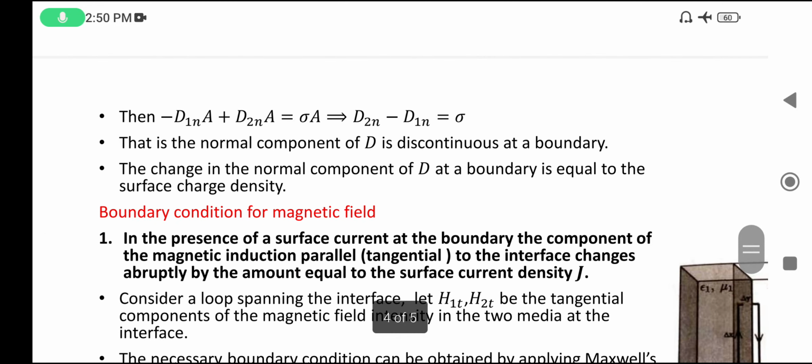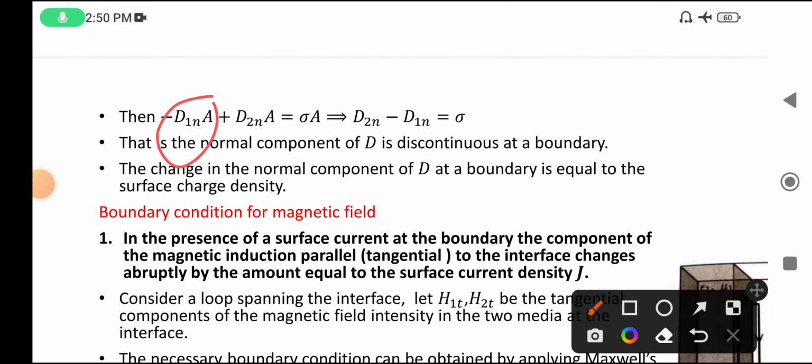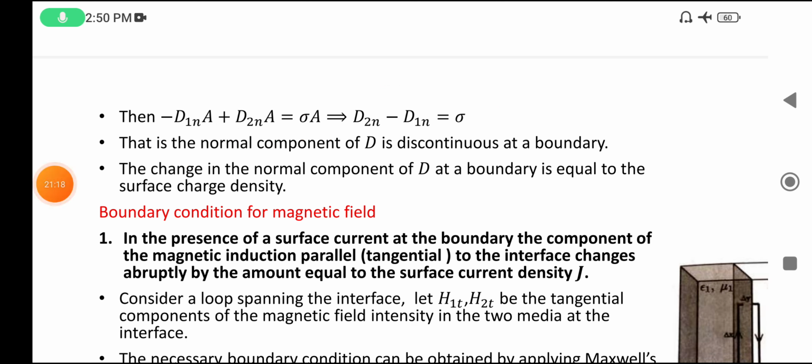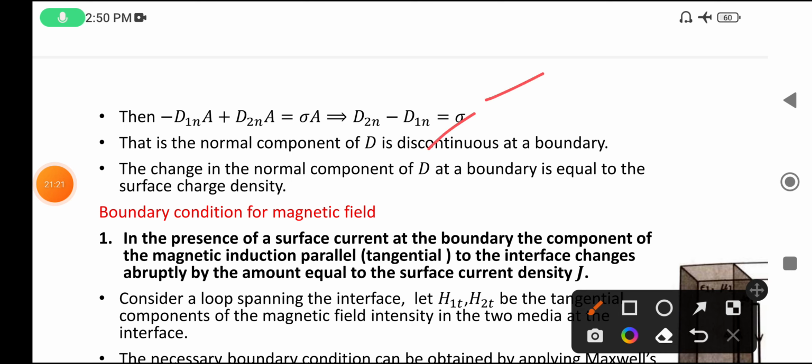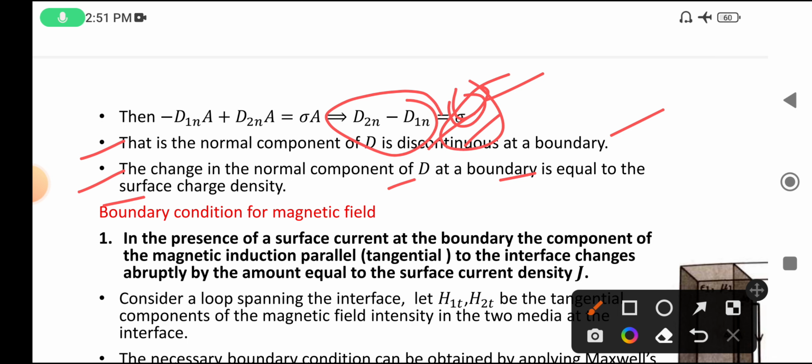Now see, the left side is taken as negative, the right side is taken as positive, and it is sigma A. Now it can be written like this: D2n minus D1n is equal to sigma, because A cancels, A cancels. So see, it is not equal to 0, it is equal to sigma, so that is why it is called discontinuous. If it is 0, then it is called continuous. If it is not 0, it is called discontinuous. That is, the normal component of D is discontinuous at the boundary. The change in the normal component of D at a boundary is equal to the surface charge density.